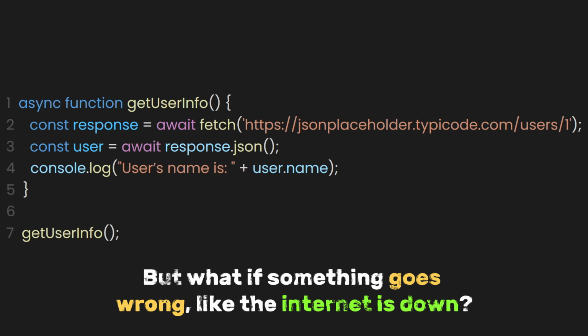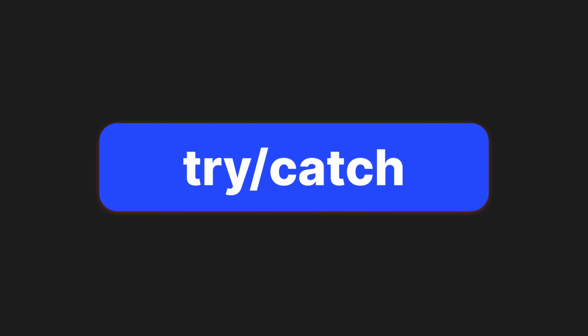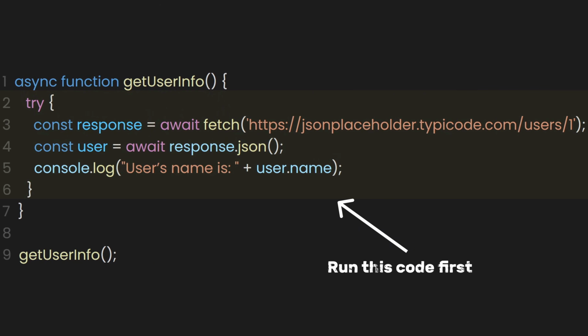But what if something goes wrong, like the internet is down? We don't want our code to crash. To solve this, we use the try-catch block statement. For example, here we use a try block to run the code that might raise an error, such as fetching data from the API or processing it.